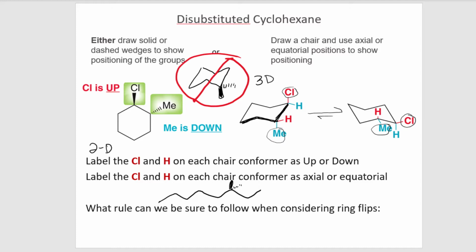Same thing with the methyl. The methyl is down. It should stay down in both conformations. Up is up, down is down. Only axial and equatorial change positions when you are going from one chair conformation to another.